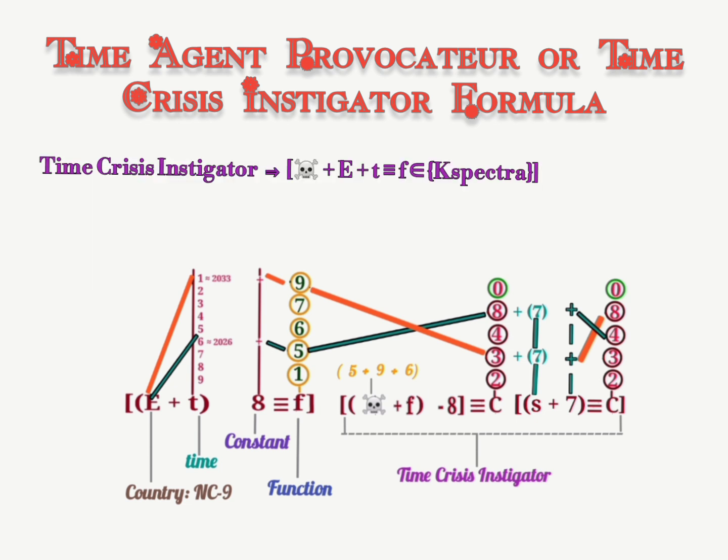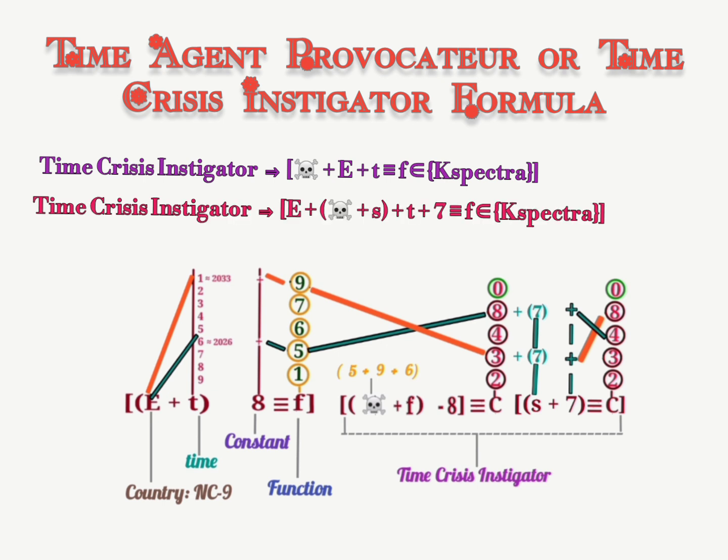Time crisis instigator implies, skull and crossbones plus E plus T is defined as F element of K spectra. Time crisis instigator implies, E plus, skull and crossbones plus S, plus T plus 7 is defined as F element of K spectra. S is defined as primary or static designation. Skull and crossbones is defined as R plus D plus 6.